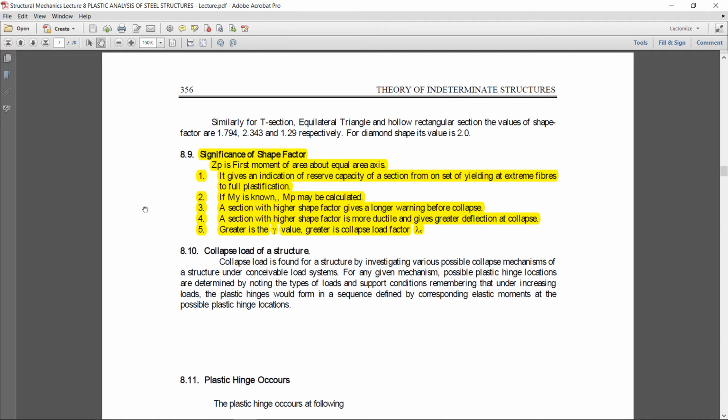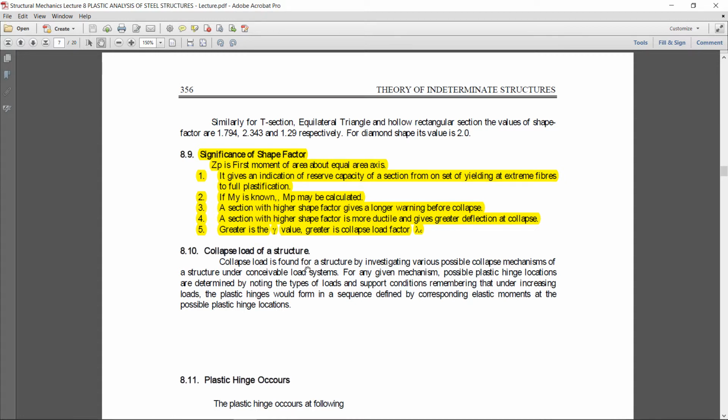In the last lecture, I left with the significance of shape factor. I have shown the shape factor for the rectangular section. Now our next topic is collapse load of a structure. The collapse load of a structure, in this we find at which maximum load the structure will go under failure, either it's a beam or it's a frame.